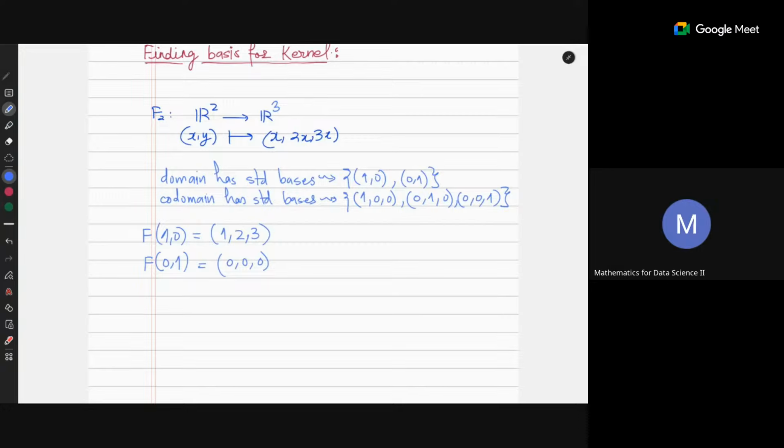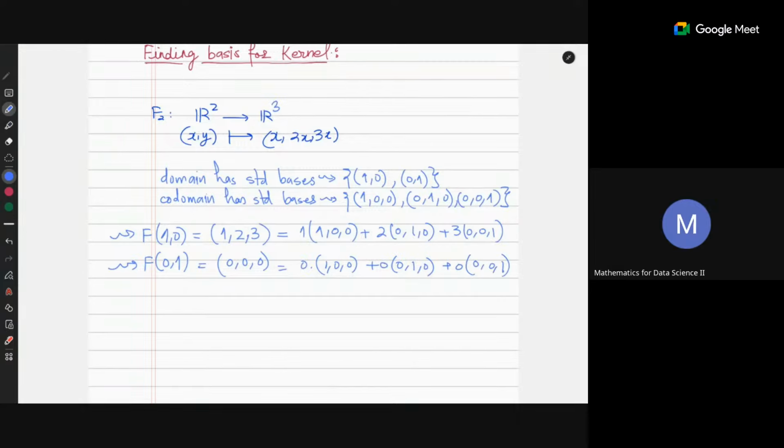right. So this will correspond to the first column. This will correspond to the second column. I'm not writing that again. These two images are in the codomain, so we can express that with respect to the basis of codomain. So it will give us 1 times 1, 0, 0, 2 times 0, 1, 0, and 3 times 0, 0, 1. And we have 0 times 1, 0, 0, 0 times 0, 1, 0, and 0 times 0, 0, 1.